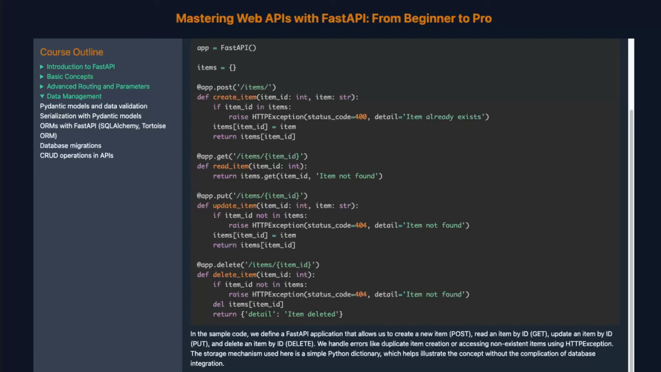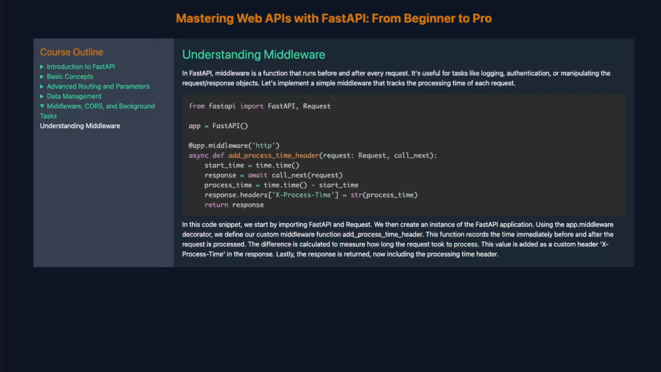integration. Understanding middleware. In FastAPI, middleware is a function that runs before and after every request. It's useful for tasks like logging, authentication, or manipulating the request-response objects. Let's implement a simple middleware that tracks the processing time of each request.